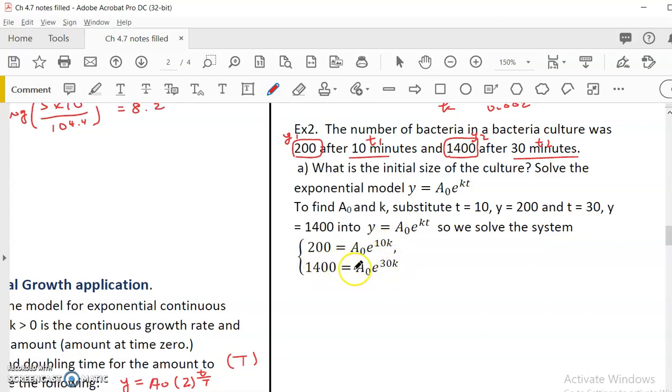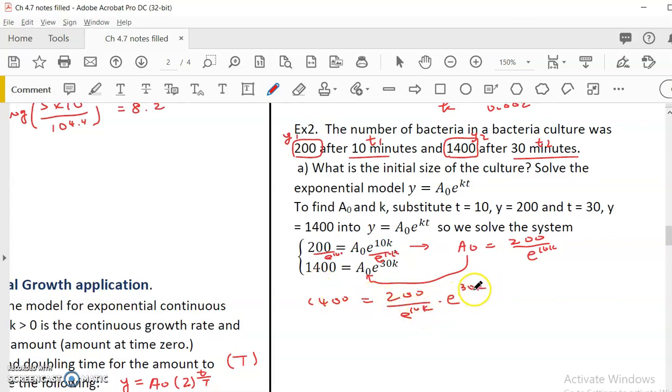Now to solve it, first you rewrite this to write a0 in terms of k, by dividing e of 10k on both sides, right? Because we want to get rid of this, we divide by e of 10k. So you have a0. And then you plug this into the second one. So you would have a new equation: 1400 equal to 200 over e of 10k times e of 30k.